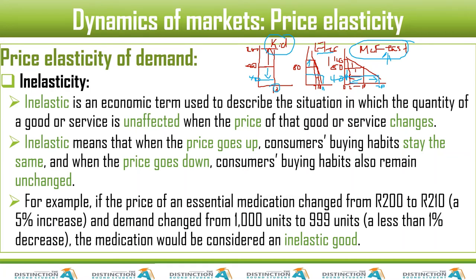If the price of an essential medication changed, let's say from 200 to 210, which is a 5% increase, and demand changed from 1,000 to just 999 units, which is a less than 1% decrease, the medication would be considered an inelastic good, because the change in price by a huge margin will not affect the quantity demanded that much. It will affect it just a bit. However, what if it would remain the same? It stays at 1,000. Well, in that case, we'll conclude and say it's perfectly inelastic because it's not affected at all.